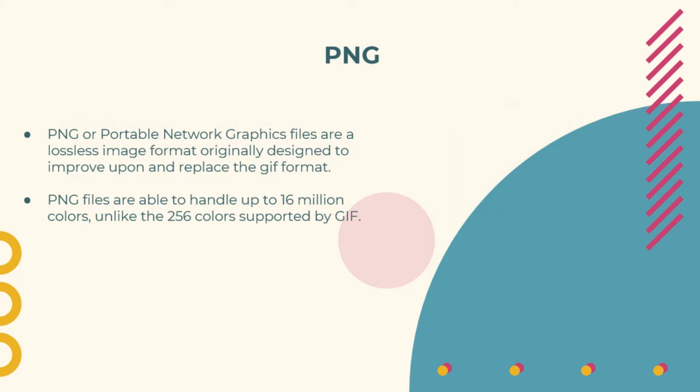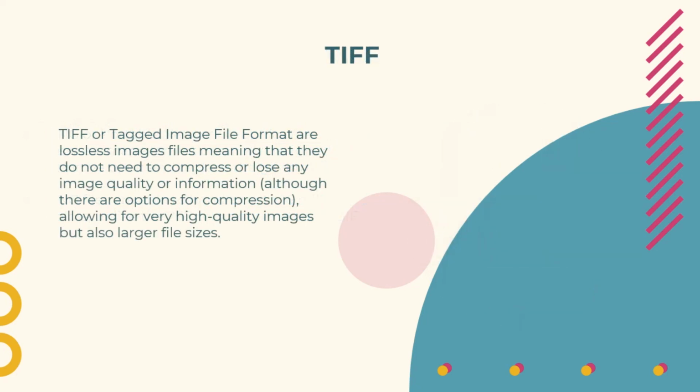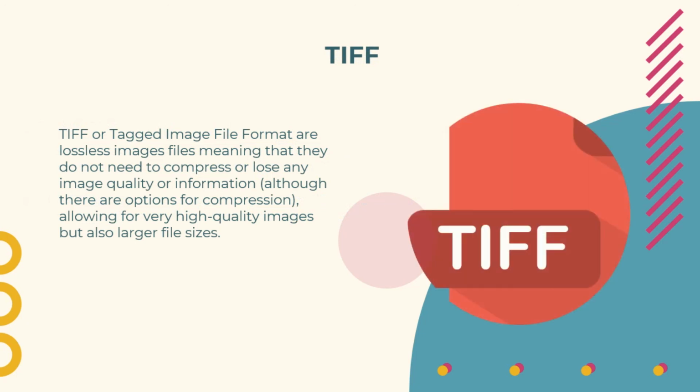And the next, PNG format. PNG, or Portable Network Graphics, files are a lossless image format originally designed to improve upon and replace the GIF format. PNG files are able to handle up to 16 million colors, unlike the 256 colors supported by GIF. The next type is the TIFF file format. TIFF, or Tagged Image File Format, files are lossless image files, meaning that they do not need to compress or lose any image quality or information, allowing for very high quality images but also larger file sizes.